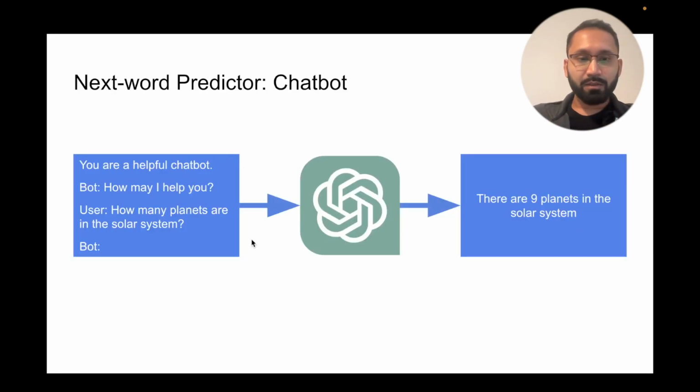let's say you're talking to ChatGPT now. Anything you type in goes to ChatGPT, but it's not just the text you type in. There's actually quite a bit of text sent beyond just the immediate text box. So in this example, there's a bit of text saying you are a helpful chatbot. Then there's a bit of completion where it says, oh, how may I help you? And then the user, meaning you, is asking it a question.